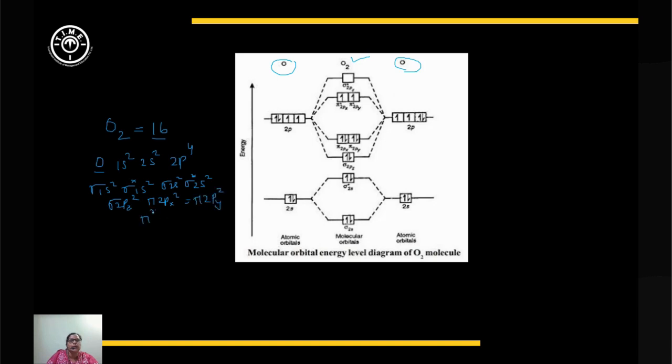Next is pi star 2px1 equal to pi star 2py1. You check the configuration: 2 plus 2, 4 plus 4, 8; 8 plus 2, 10; 10 plus 4, 14, 15, 16. And this molecule is paramagnetic. Why? Because the antibonding molecular orbitals have single, or unpaired, electrons. So this molecule is paramagnetic. By applying the formula, we can calculate the magnetic moment.